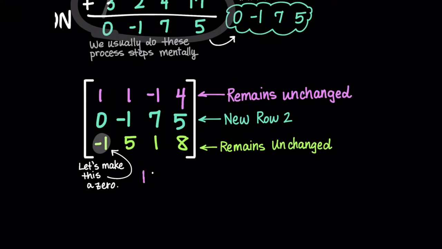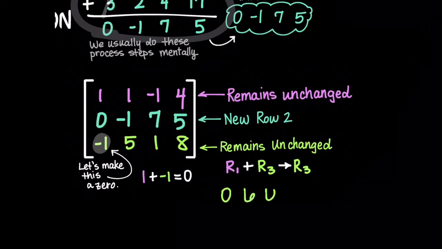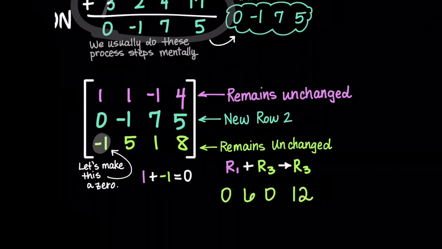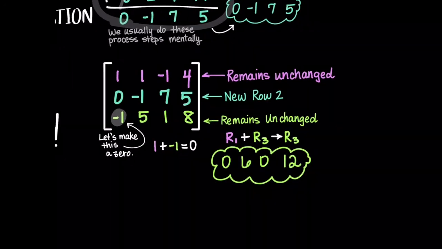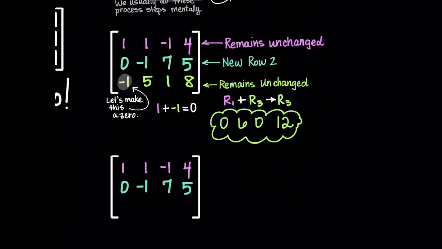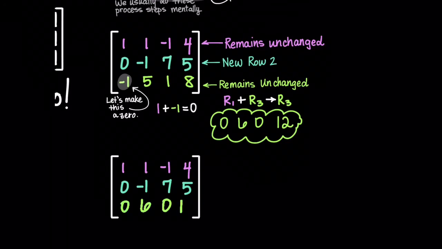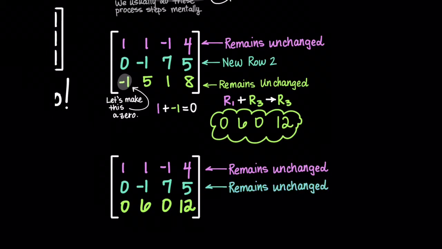Now remember that the sum of a number and its opposite is going to be 0. So we'll take row 1 and add it to row 3 to obtain a new row 3. And the sum of row 1 and row 3 is 0, 6, 0, and 12. So again, we're going to rewrite the matrix with our new row 3 of 0, 6, 0, and 12, remembering that our first and second rows remain unchanged.